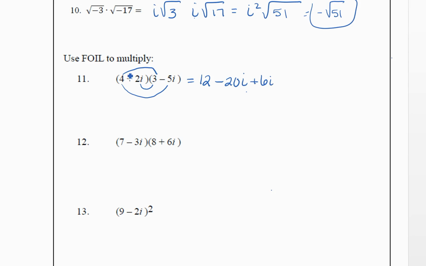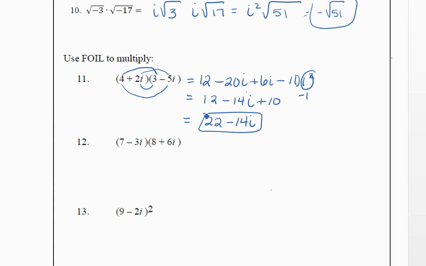And our last terms, 2i times -5i will be minus 10i squared. Now we can combine like terms here and do 12 minus 14i. And the i squared becomes a -1, so we'd have -10 times -1, which will become plus 10. And now we can combine the 12 and the 10, so we get 22 minus 14i. And that would be our product. That would be our final answer for multiplying these two together.